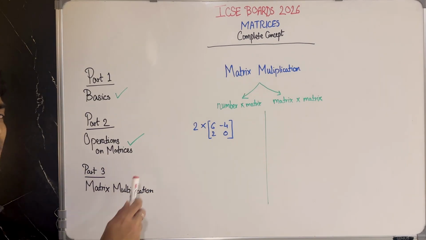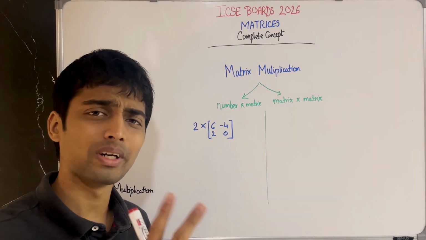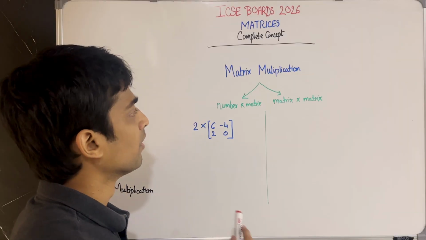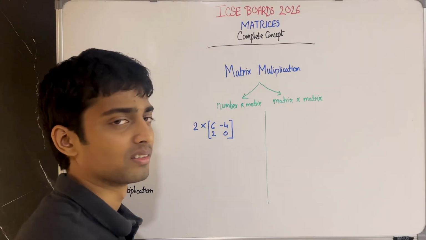Now part 2 is also done. Let's move on to part 3, matrix multiplication. There are two types of matrix multiplication. First type is number into matrix. Second type is matrix into matrix.